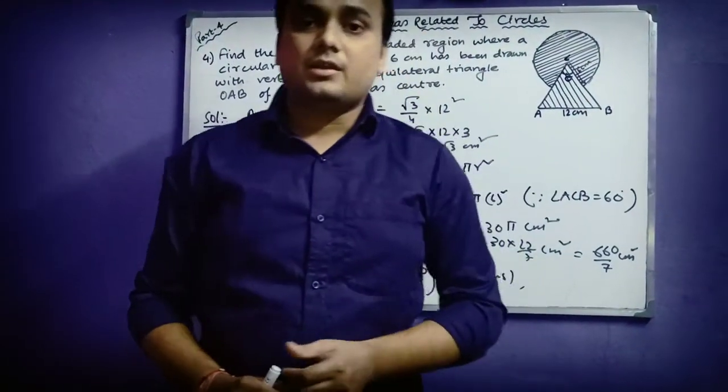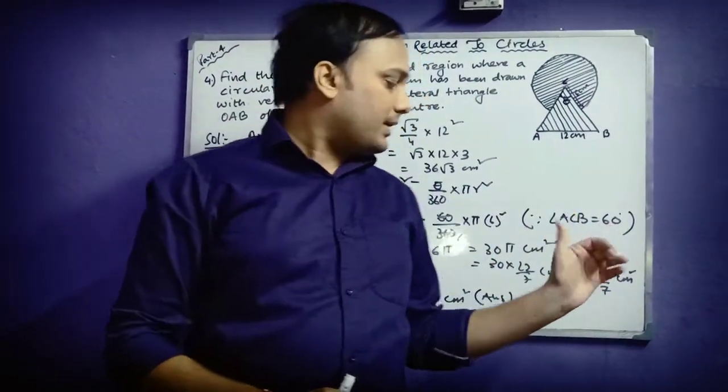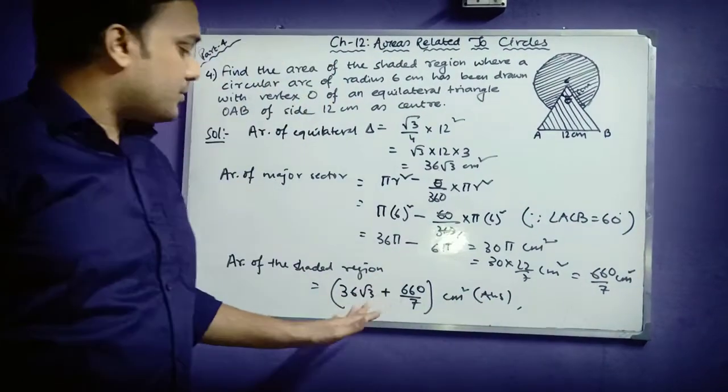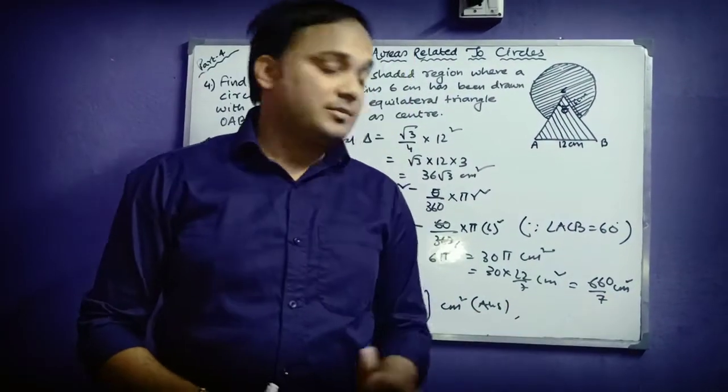No issue with that. So this is our final answer, that is 36 root 3 plus 660 by 7 centimeter square. Let us move on to our next question.